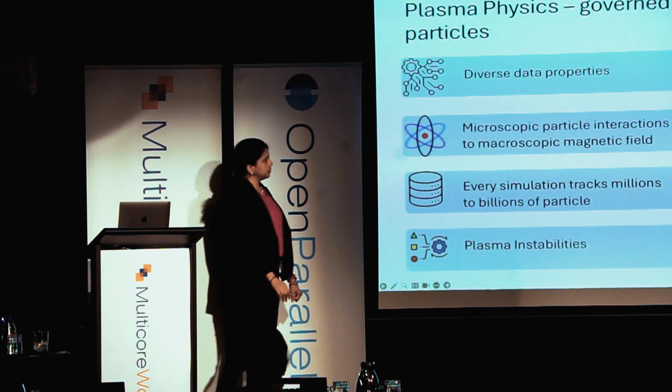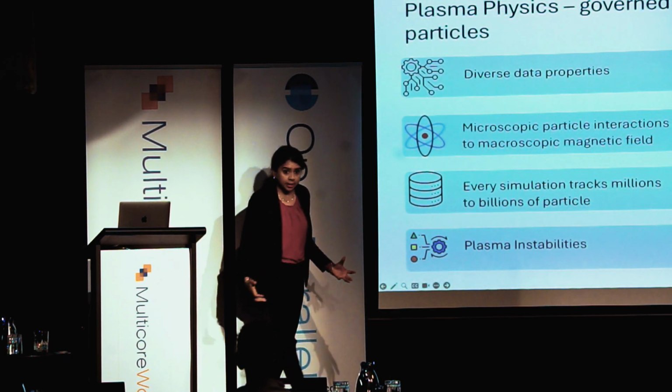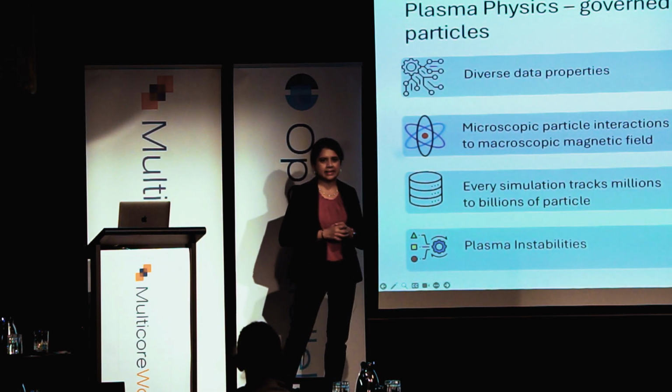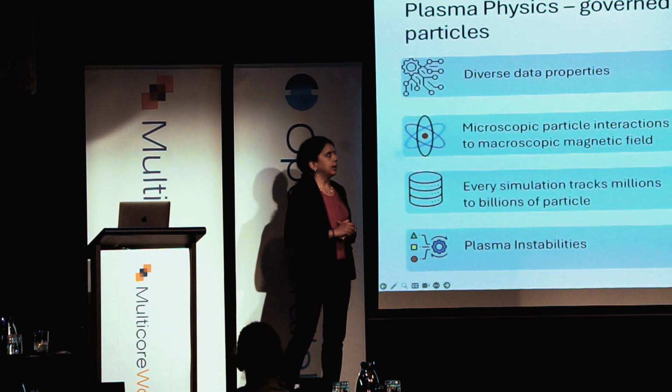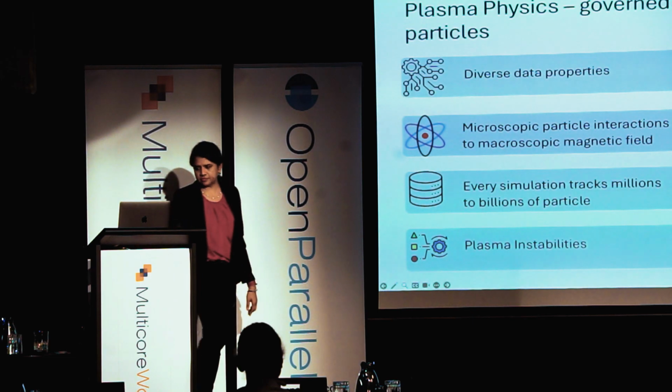So the topic of interest in dealing with this complex stream of data is the area of plasma physics, which is governed by the physics of charged particles. That is, diverse data properties, and several simulations take millions and billions of particles. And the particular phenomenon that picked our interest is plasma instability in plasma physics codes.